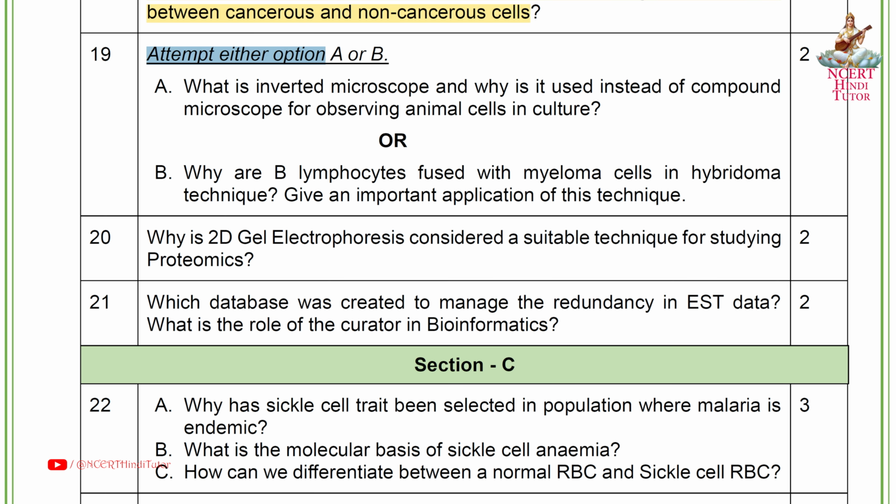Question 19. Attempt either option A or B. A. What is inverted microscope and why is it used instead of compound microscope for observing animal cells in culture?